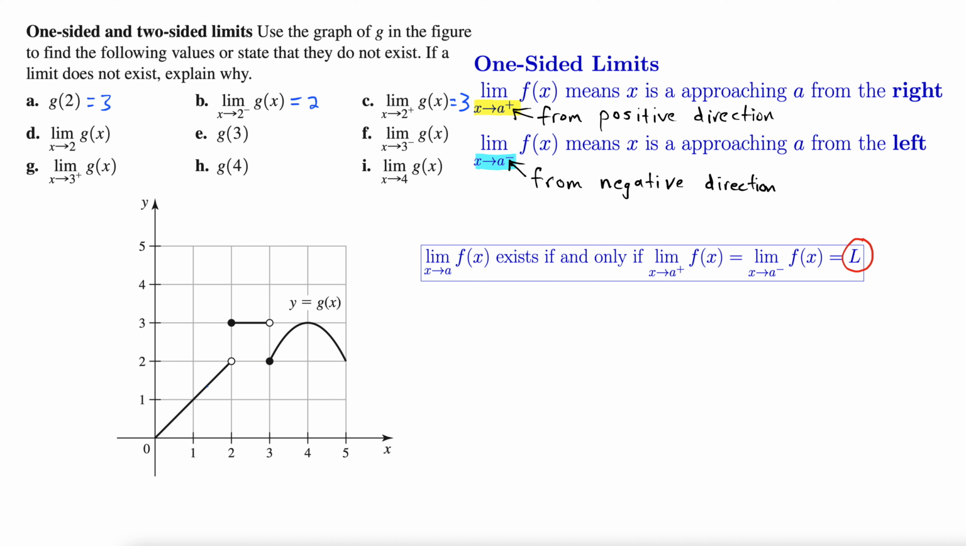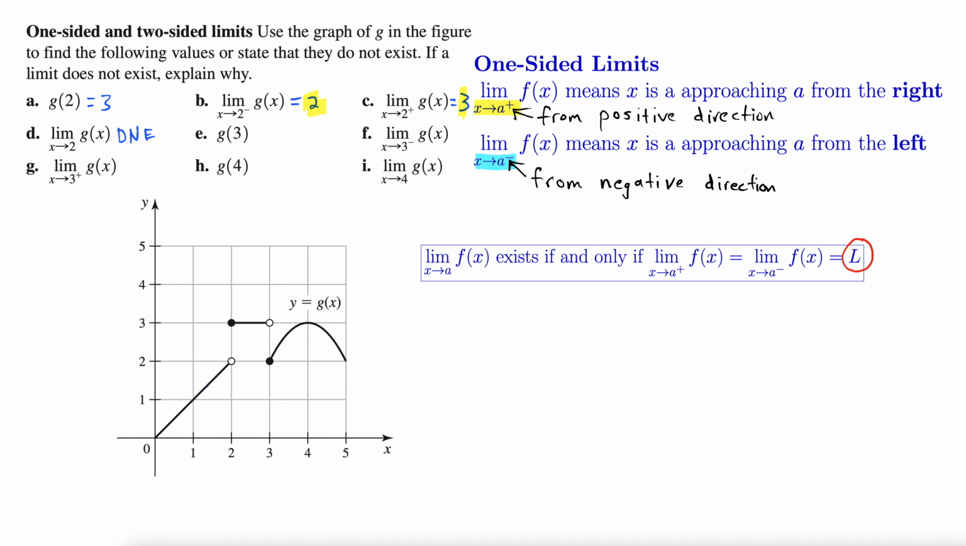Back to D. We already know that the limit as x goes to 2 from the left is 2, but as we approach from the right, it's 3. Those are not the same, clearly, so this limit as x goes to 2 does not exist, which we write as DNE often. Does not exist.